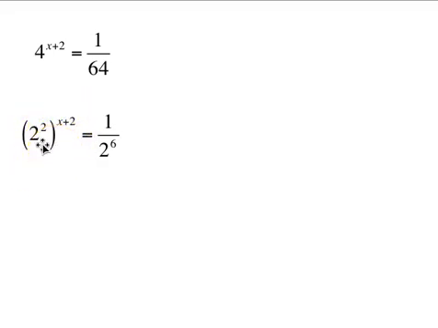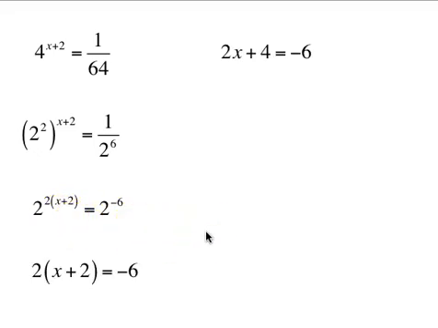So on the left hand side, we're going to get 2 to the 2 times x plus 2 power. And on the right side, that is 2 to the negative 6 power. Well, in this case, the exponents must be equal, so 2 times x plus 2 must equal negative 6. 2x plus 4 is negative 6, subtracting 4, 2x is negative 10, and x is negative 5.